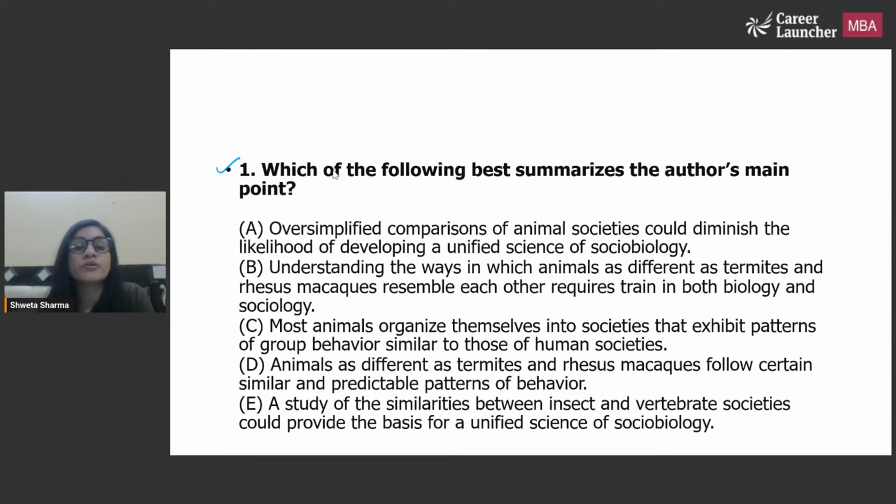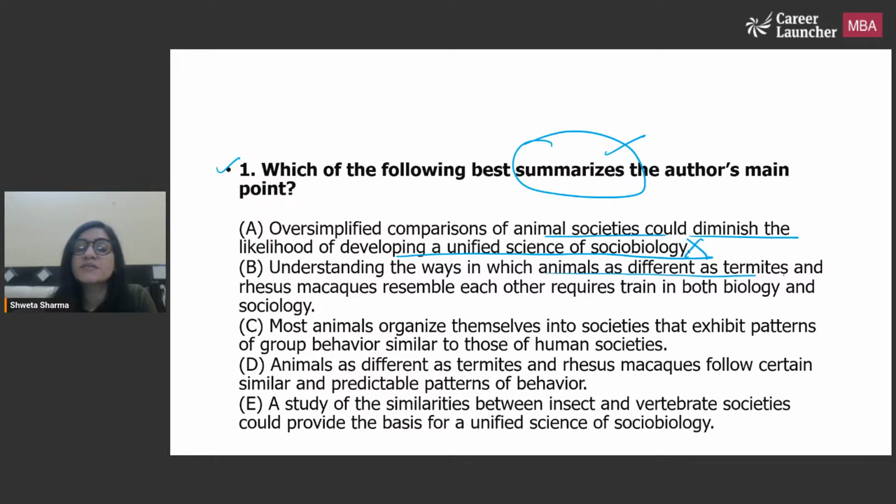I know we've looked at the question already, but why do you think it is A? Why do you think it is E? Do we have a proper justification for it? We need to first just summarize. It's a simple summary question for the author's main point here. Option A: oversimplified comparison of animal societies could diminish the likelihood of developing a unified science of sociobiology. It's not talking about diminishing it. Rather, it's similar in both the cases.